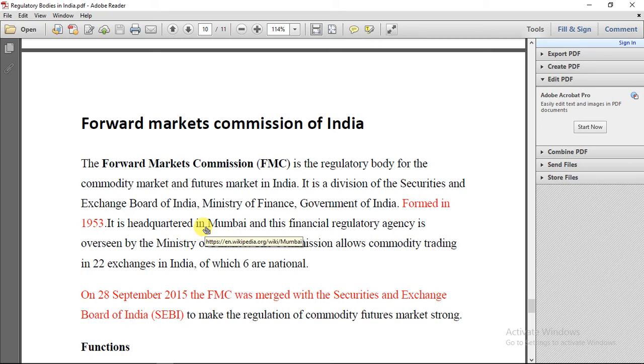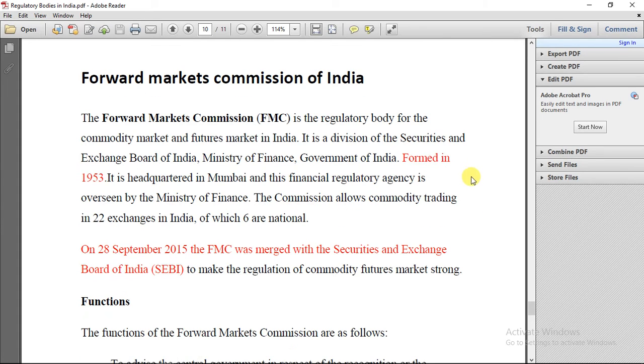Now the next one is Forward Markets Commission of India. The Forward Markets Commission or FMC is a regulatory body for the commodity market and futures markets in India. It is a division of the Securities and Exchange Board of India, Ministry of Finance and Government of India. It was formed in the year 1953. It is headquartered in Mumbai, and this financial regulatory agency is overseen by the Ministry of Finance. That is very important. The Commission allows commodity trading in 22 exchanges in India, of which 6 are national.